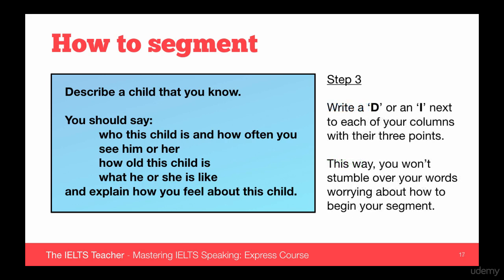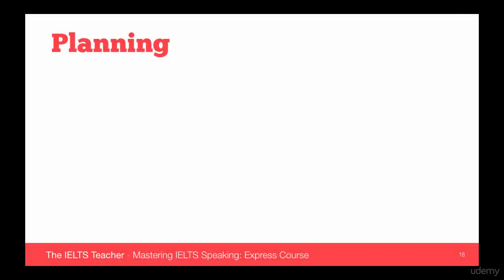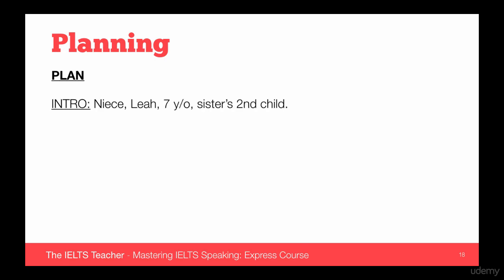Now, when you're planning, make sure you write a D or an I next to each of your columns with their 3 points. And then this way, you won't stumble over your words worrying about how you're going to begin your segment. Let's have a look at what this looks like in practice, looking at my plan for this talk on this topic card. Now, black and white information, write it down very, very quickly. The intro is going to be niece, Leah, 7 years old, sister's second child. Notice my note form of writing here.